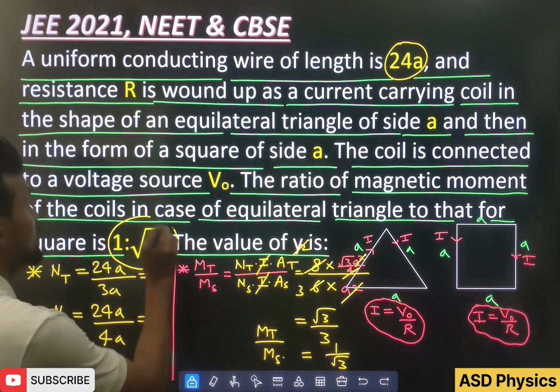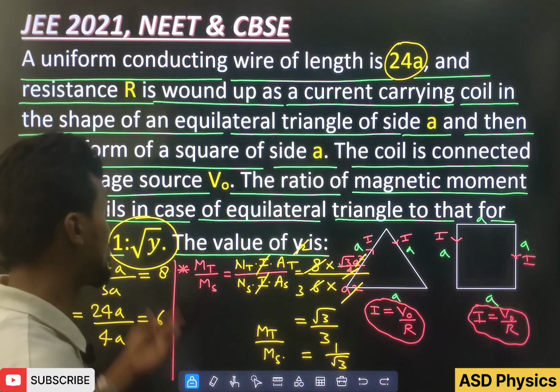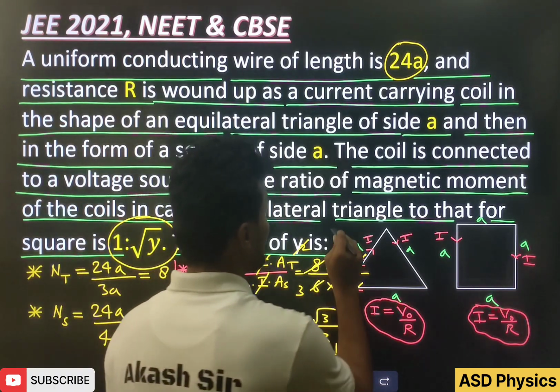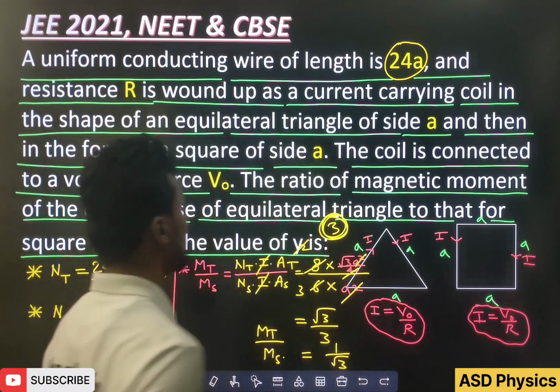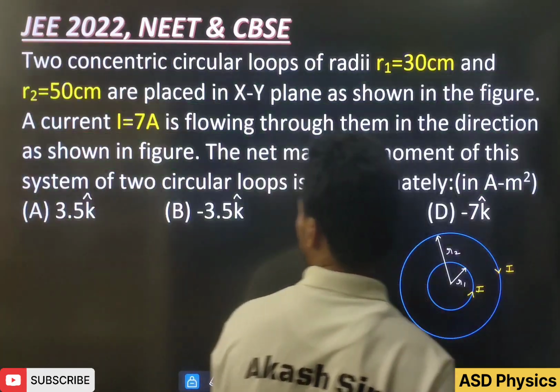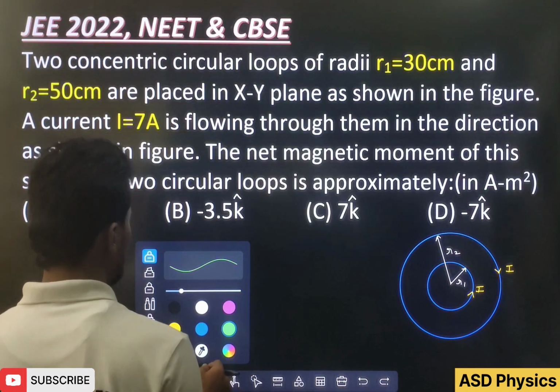But in the question what are they telling? 1:√y. So compare 1:√y and 1:√3. What is the value of y? The value of y is going to be 3. The value of y is going to be how much, students? This is going to be 3. Very simple question. Great. Now let's see the next question.